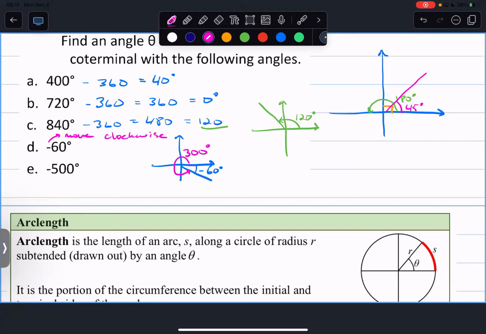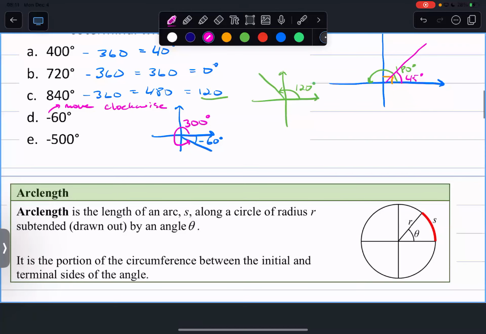So if you have 500 minus 360, you get 140. I guess plus 360 in this case. So negative 500 plus 360 is negative 140. Negative 140.